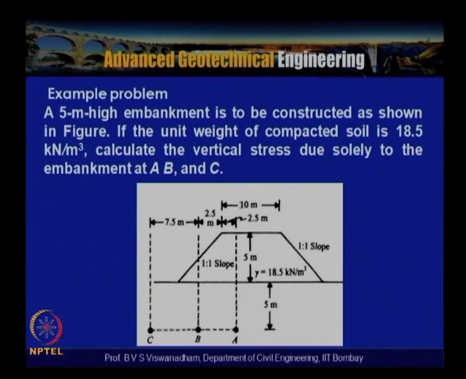Let us look into an example problem having a 5 meter high embankment. Basically it is to be constructed as shown in the figure, and the unit weight of the compacted soil is 18.5 kilonewton per meter cube. Calculate the vertical stress due solely to the embankment loading.